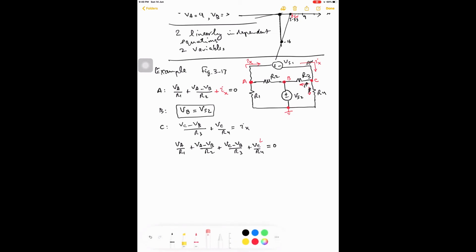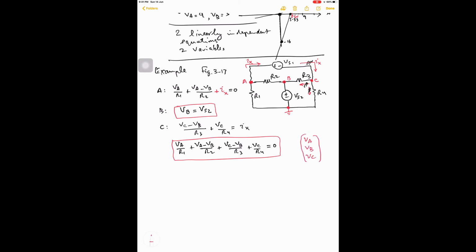How many equations do we have now? This is an equation with Va, Vb, Vc in it. This is another equation. Till now we have only two equations. How many variables do we have? We have Va, we have Vb, and we have Vc. There are three variables and two equations. But if you look at the circuit over here, I will just delete unnecessary symbols in the circuit.